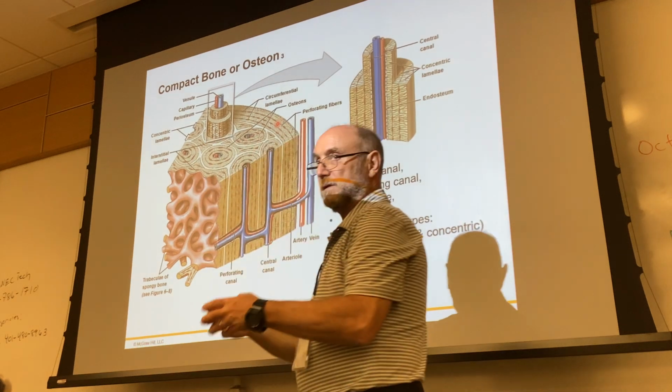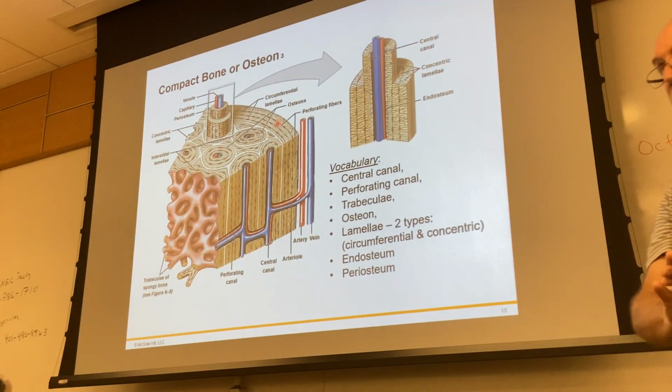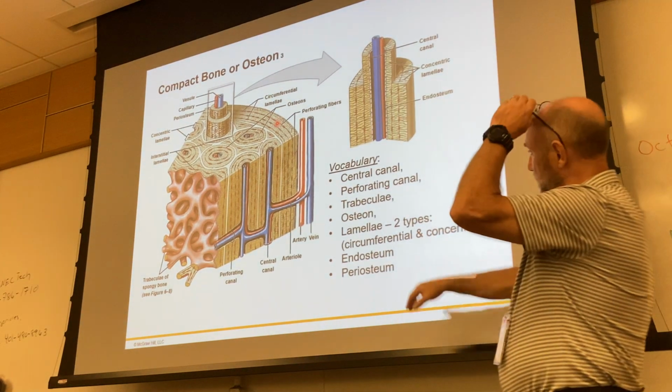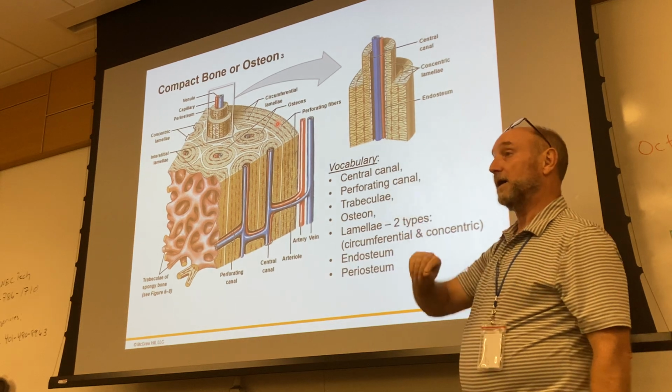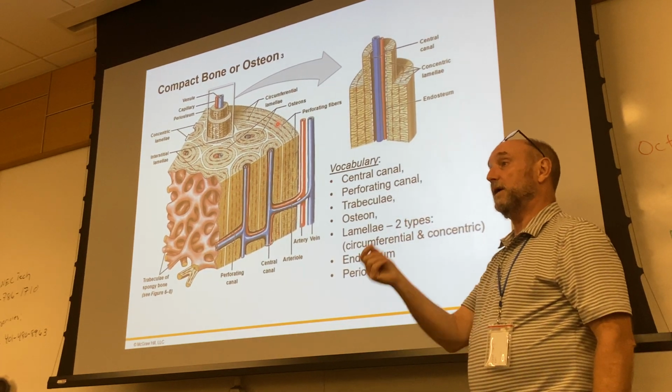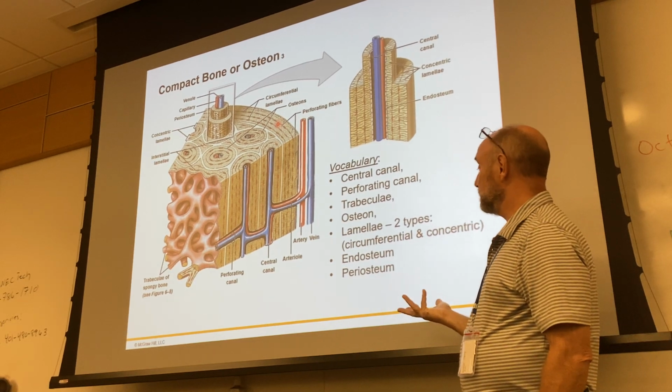The shape basically is the difference. Everything else is the same. All the different terms here. So these canals right here, there's endosteum and periosteum, there's canaliculi, there's lacunae, there's lamellae, and there's then these canals too, okay?